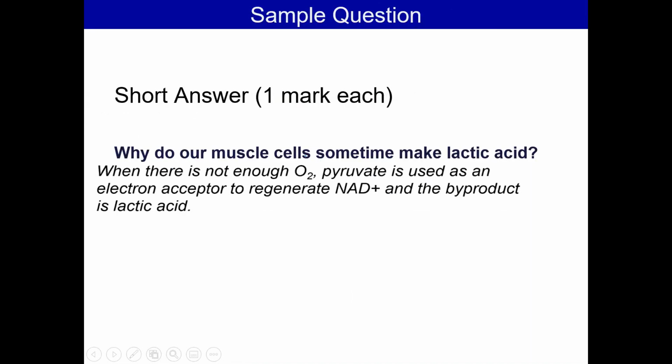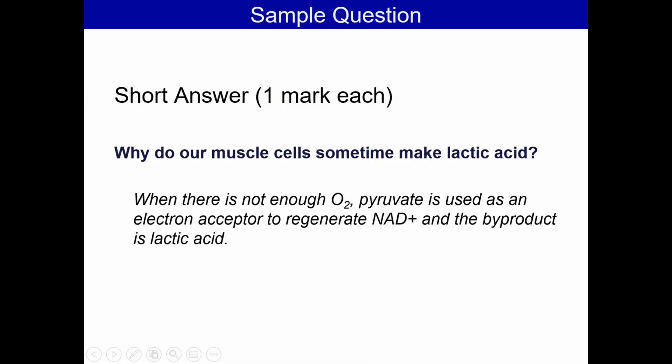I'll show you what a kind of detailed answer looks like from a chemistry standpoint. But you know, your answer may or may not necessarily look like this, right? It says when there's not enough oxygen, pyruvate is used as an electron acceptor to regenerate NAD+, and the byproduct is lactic acid. So that's technically what's going on. Your answer, you may get a full point, but not necessarily answer that.